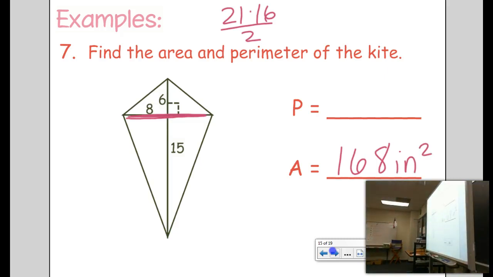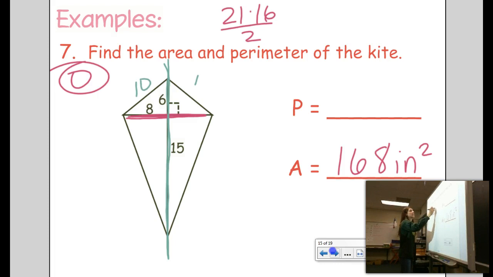Whoa, perimeter. How are you going to do that? I don't know any of the sides. I know zero of the sides. Yep. Shelby, tell me one of the sides. Just while she's figuring that out, a reminder, a kite is symmetrical. So when you find one side, you've really found two sides. There's a mirror. Remember the mirror with the kite. 10. 10, 6, 8, 10.